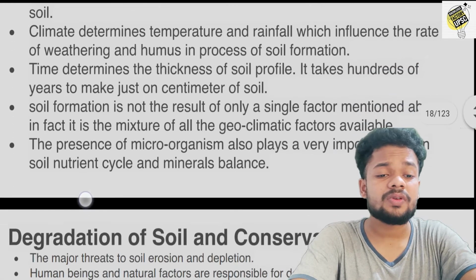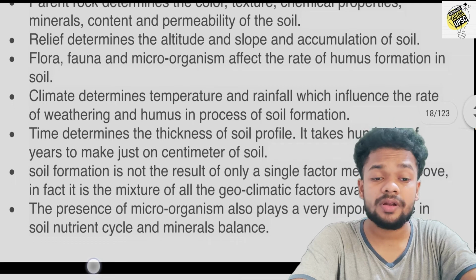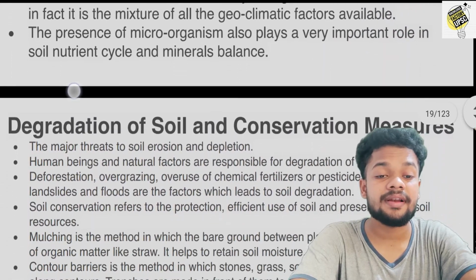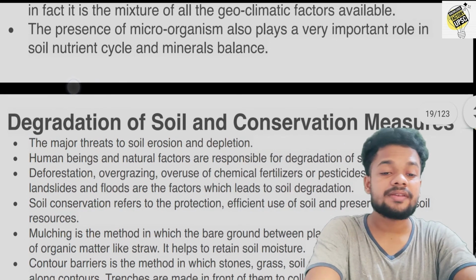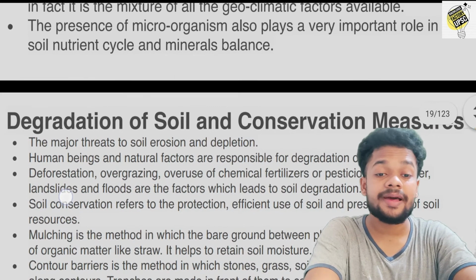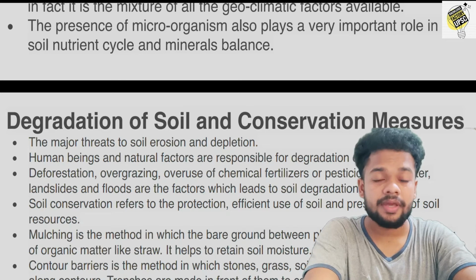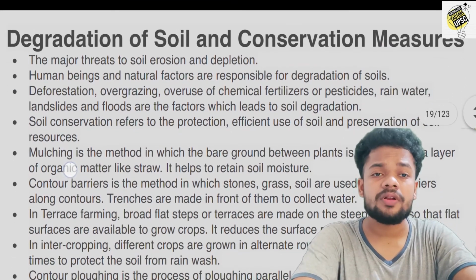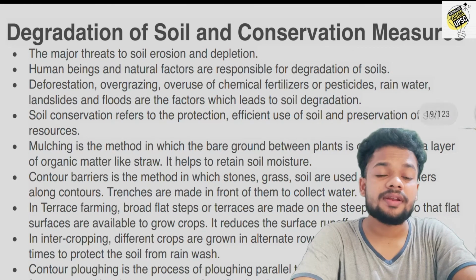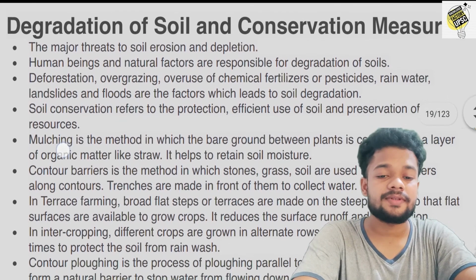The presence of microorganisms also plays a very important role in the soil nutrient cycle and the mineral balancing. So the main factor for mineral balancing is microorganisms. The microorganisms present in the soil itself also play an important role in the composition and the mineral balancing of the soil.